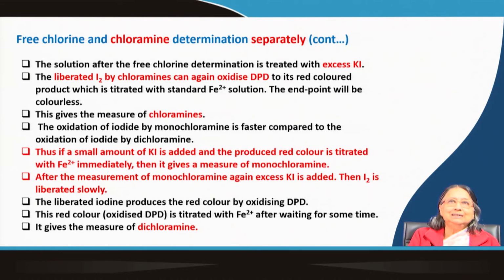Now, you are adding KI, okay. If you add excess KI, then both chloramines together will come, but if you add a small amount of KI and immediately you titrate, then you will get the monochloramine. DPD is there everywhere, okay. And now, if you add excess KI and allow some time to keep, then dichloramine is coming. So, it is a very interesting method.